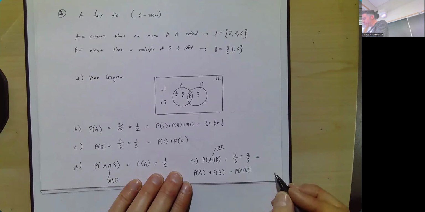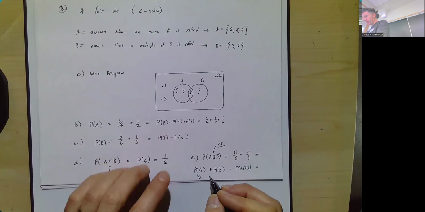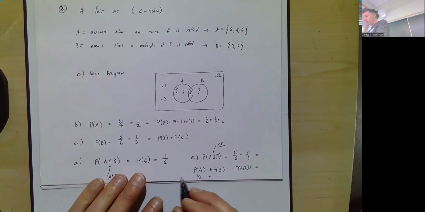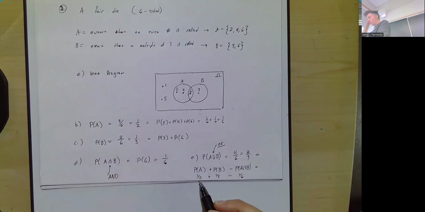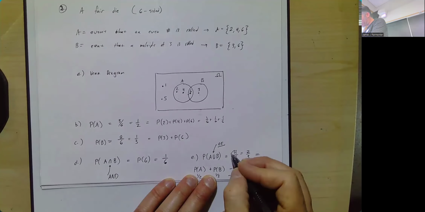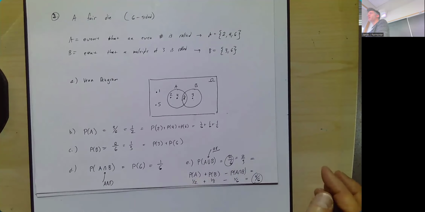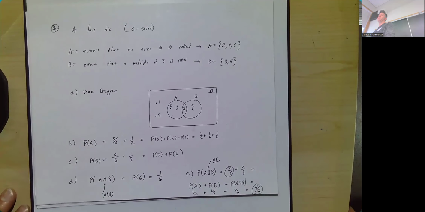Well, let's see if it works. Probability of A is 1/2. Probability of B, I should be smart and write it as 3/6, but I didn't. Probability of B is 1/3, and the probability of A intersect B is 1/6. 1/2 is 3/6 plus 1/3, which is 2/6. So that's 3/6 plus 2/6 minus 1/6, which is 5 minus 1, which is 4/6. Exactly what we got right there. So that's the formula for the probability of A union B. It's the probability of A plus the probability of B minus the probability of the intersection to undo the double counting of the intersection. Cool.